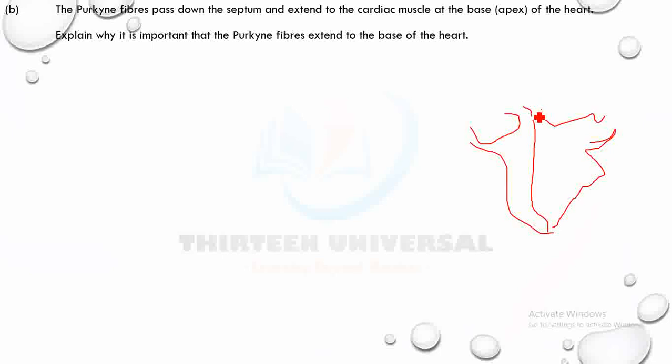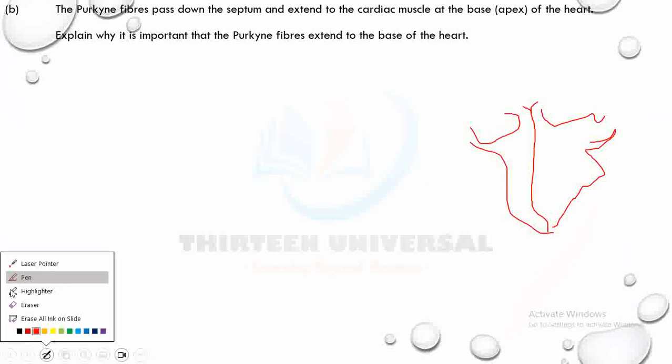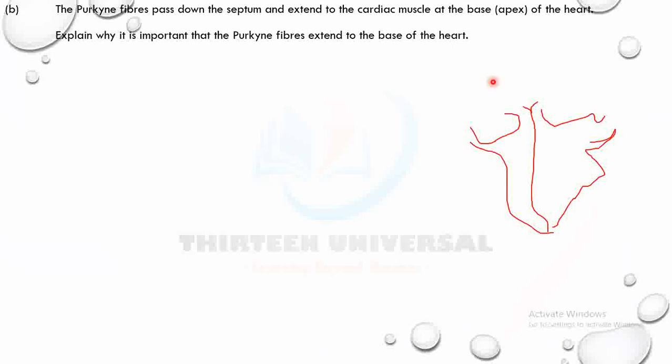So you see that. If you look at this, it is very important that this extends to the base of the heart, because it allows the ventricle to contract from the bottom up in order to pump blood. The left ventricle is going to pump blood into the aorta, and the right ventricle pumps blood into the pulmonary artery. So the pulmonary artery and aorta are at the upper part of the heart.